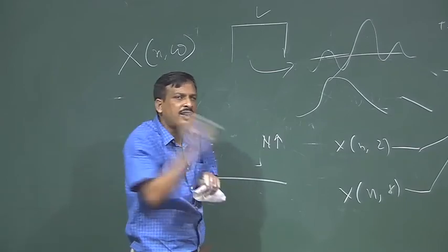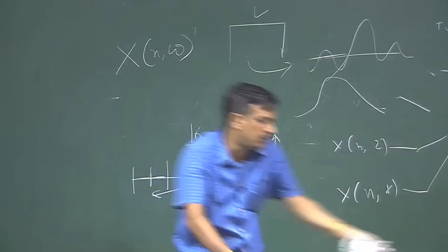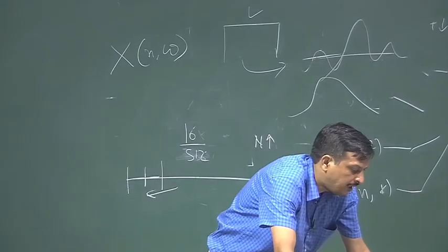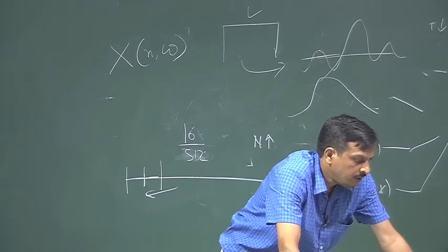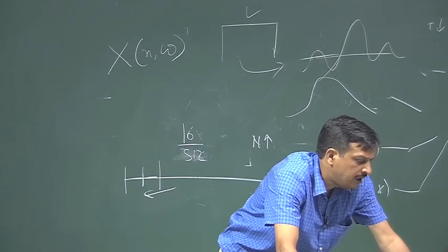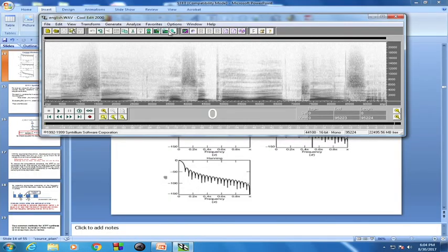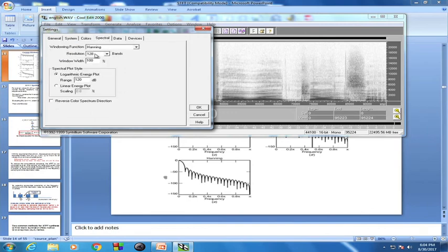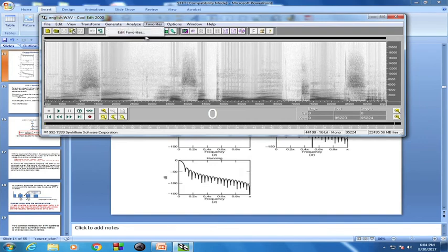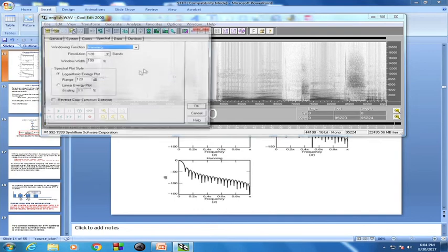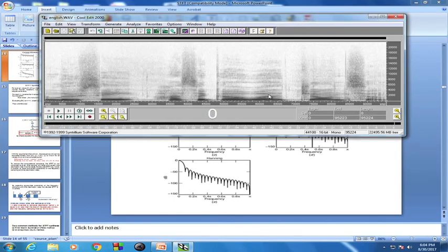So I want to choose a window whose main lobe width is very high. In the spectrogram analysis in this software, if I open a sample English voice file and look at the spectral analysis settings, you see there is a Hamming window, triangular window. Depending on the window function, the frequency response will be different, because the effect of the window frequency response is transferred there. If it is Hamming, or Hanning, it is different. Depending on the window, the frequency response is different.